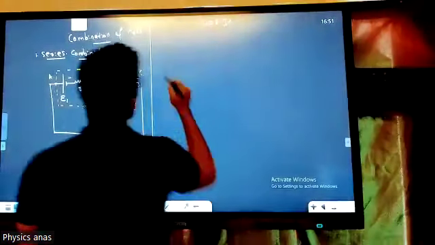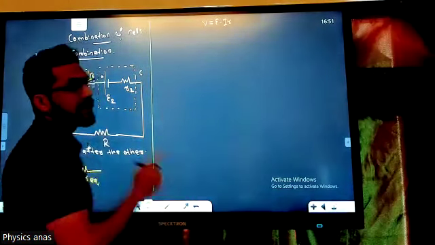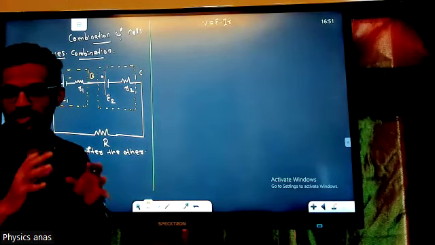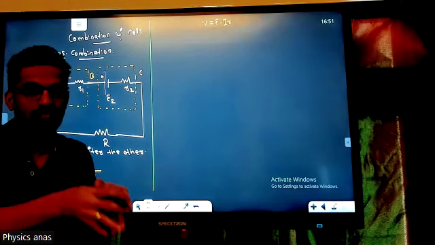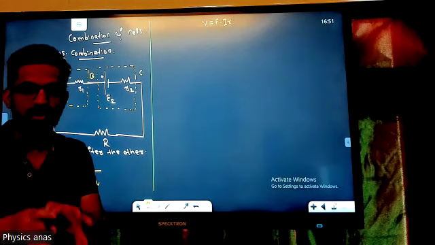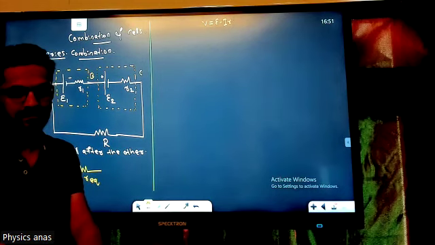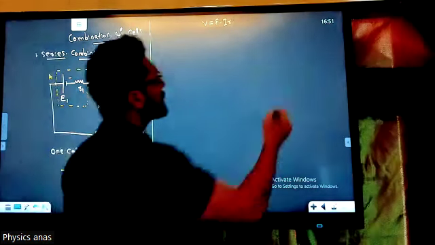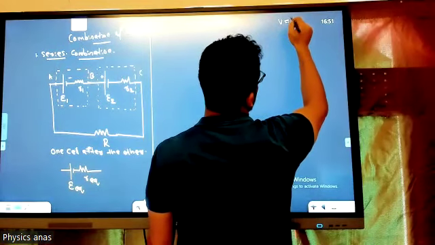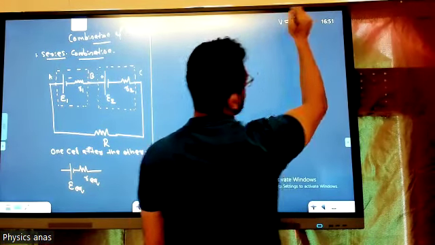So I am using this equation, V is equal to E minus Ir. That is the equation containing the internal resistance. Otherwise, the equation is simply like this: V is equal to IR.